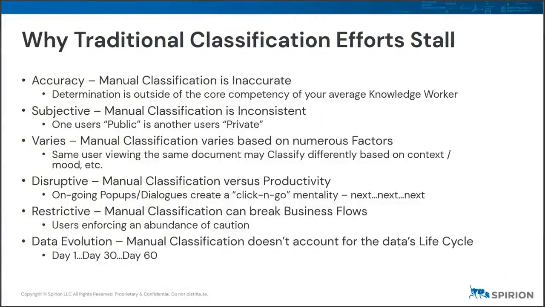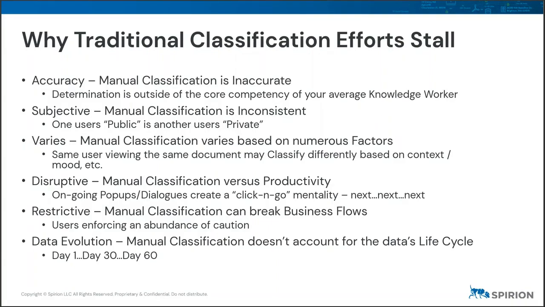So, one last thing about the seatbelt situation: nobody's going to say we're not going to use car seats anymore. Nobody is trying to say that classification has lost its utility in data protection. But what we're saying here is that traditional classification, and that being manual, and a lot of tools out there are still relying on manual efforts, they're not built for the job of protecting in the 21st century. They lack accuracy. The determination of what is sensitive and what is not is very often outside the core competency of your average knowledge worker.